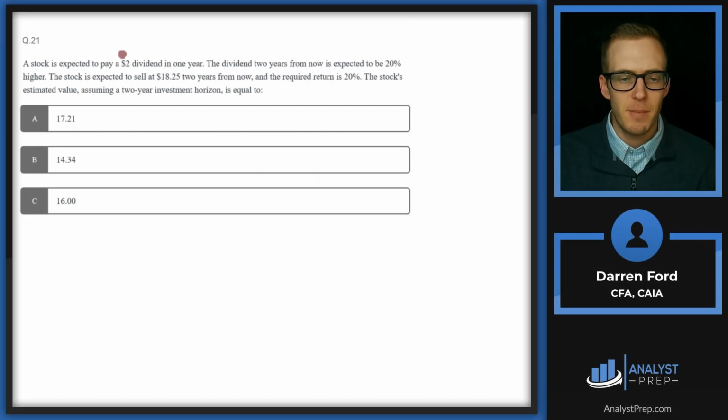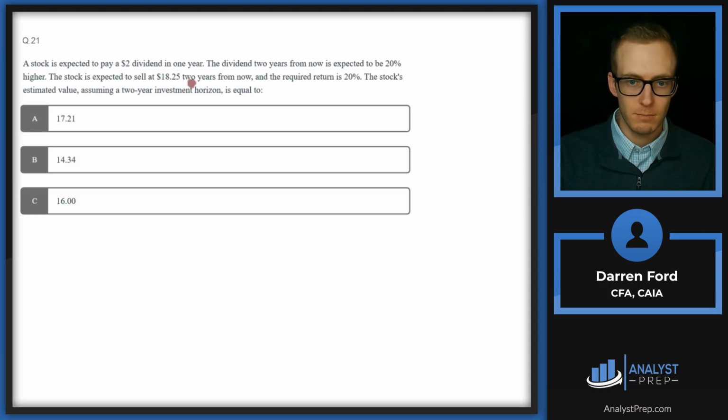The stock is expected to pay a $2 dividend in 1 year. The dividend 2 years from now is expected to be 20% higher. The stock is expected to sell at $18.25 2 years from now. And the required return is 20%, so this will be our discount rate. The stock's estimated value, assuming a 2-year investment horizon, is equal to.